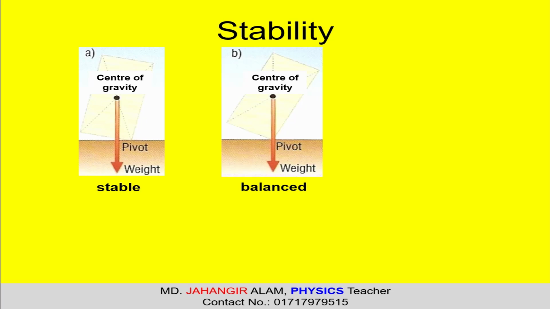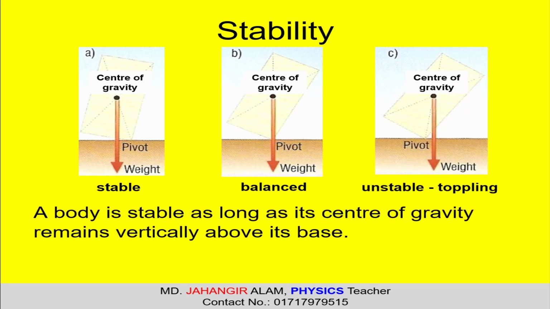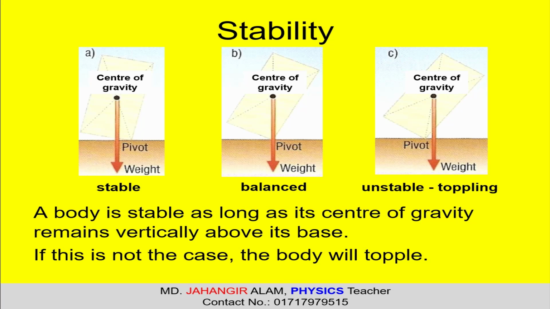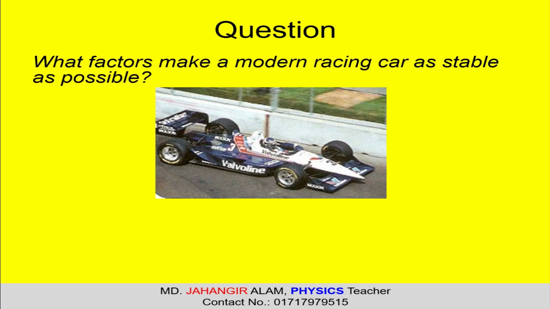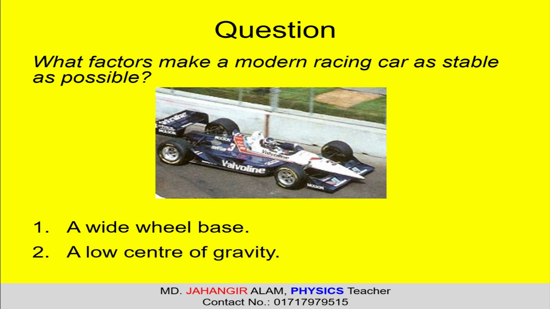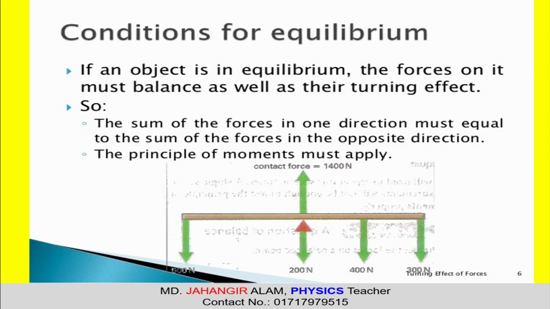Stability. A body is stable as long as its center of gravity remains vertically above its base. If this is not the case, the body will topple. What factors make a modern racing car as stable as possible? One, wide wheelbase. So a wide base is necessary to make an object stable. Number two, a low center of gravity. So a stable object must have a low center of gravity.